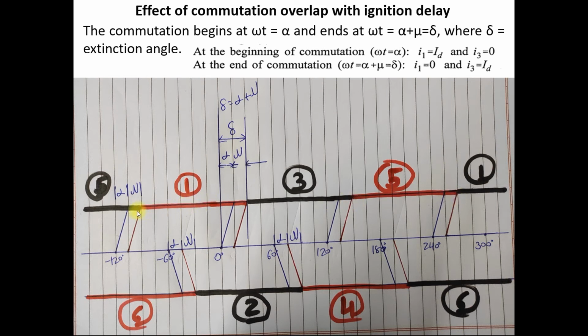Here I highlighted the conduction duration of the valve when it is completely on. You can see that valve number 5 is completely on after the commutation time is over, and from this point valve number 5 is completely off. Clear? Same way here for the negative group valves.